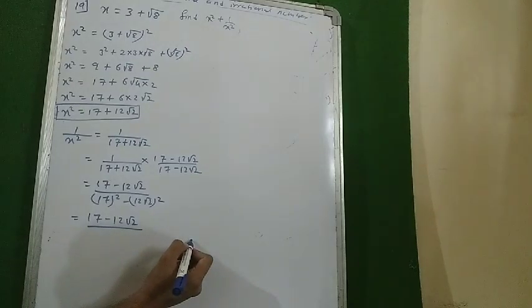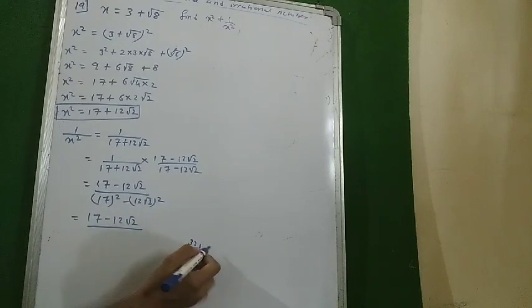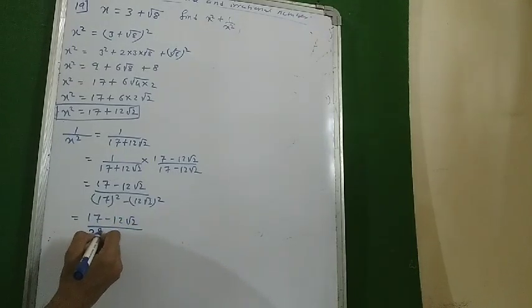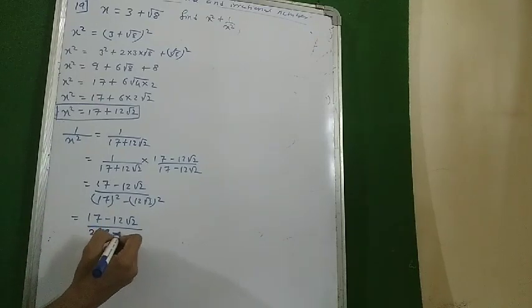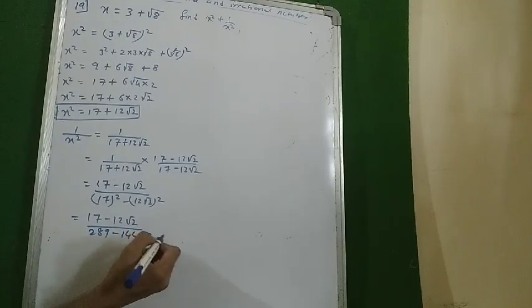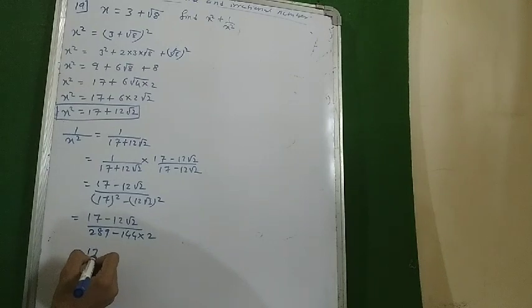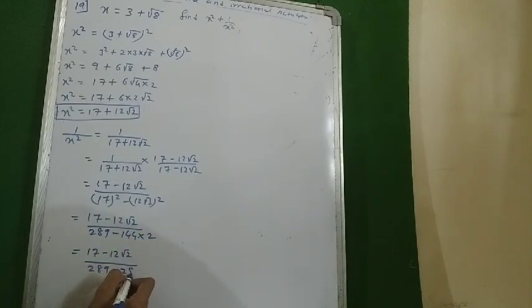17 square is 289, minus 12 square is 144, and root 2 square is 2. So 17 minus 12 root 2 upon 289 minus 144 times 2, which is 288. So I am having 289 minus 288, which is 1. So we have only the numerator 17 minus 12 root 2.